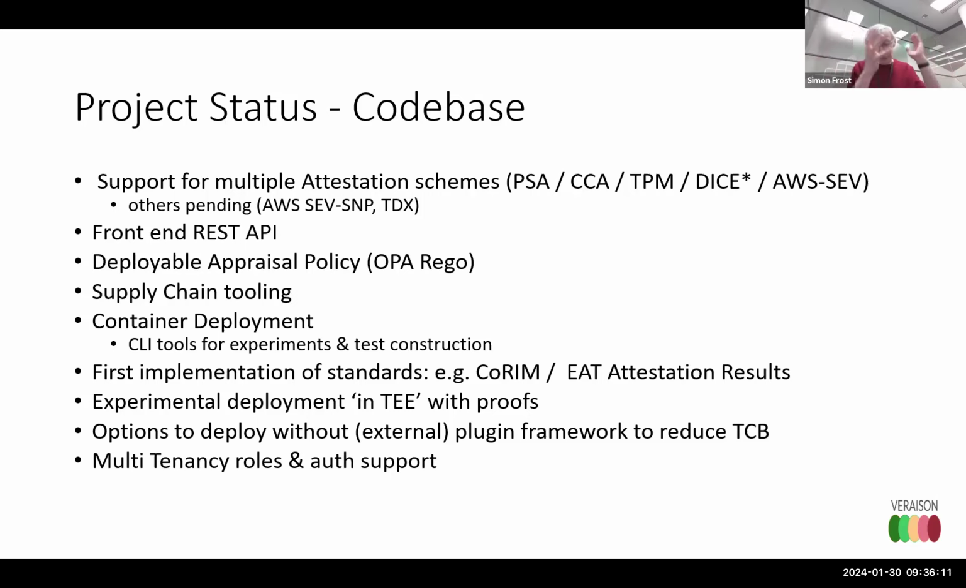There is a front-end REST API for the two pipelines. You don't have to use that, but it helps the service deployment. The appraisal policy is a managed one. It fits in once you've done all the mechanical processing on the evidence, and that uses the Open Policy Agent Rego format. There's tooling for the supply chain, so for example, for CoRIMs, you can create and sign CoRIMs and verify them and stuff like that. For ease of experimentation and demos, we have container deployments and CLI tools to trigger these things together. Heavily oriented into the standards work.